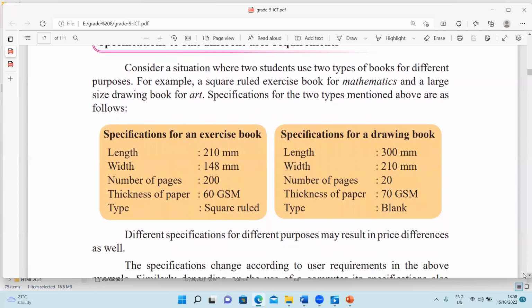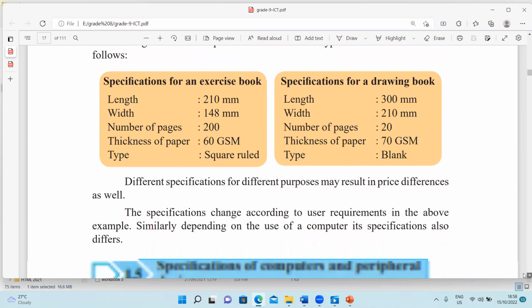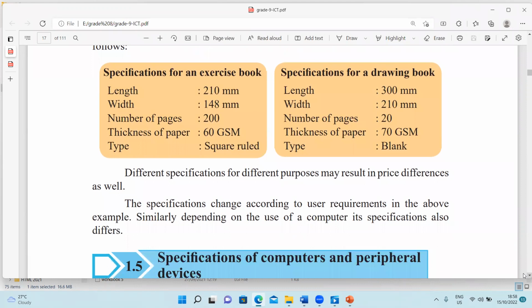So according to our requirement, the specification should be changed. Different specifications for different purposes may result in different prices as well. The drawing book may be more expensive than the small square rule book. So according to the purpose, different specifications will be there. Specifications change according to the user requirement in the above example. Similarly, depending on the use of the computer, the specification is also different.